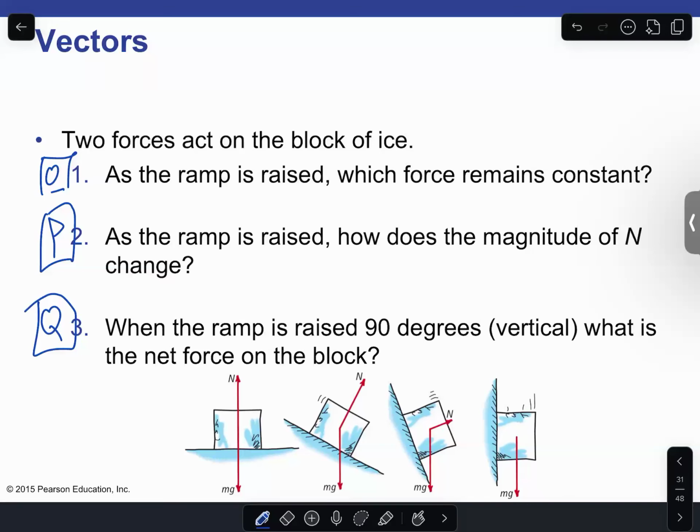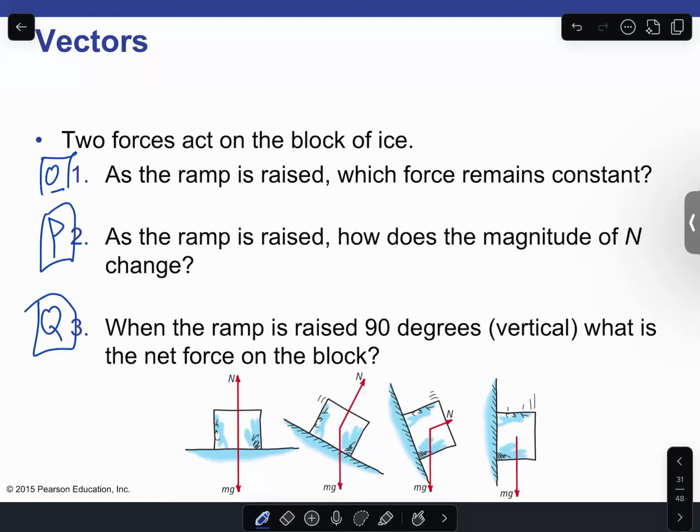Talk to me about a block of ice on an inclined plane. What force do you think remains constant, if any? Does N mean normal force? Does the support force change? And when I reach verticality, 90 degrees, what is the net force on the block?